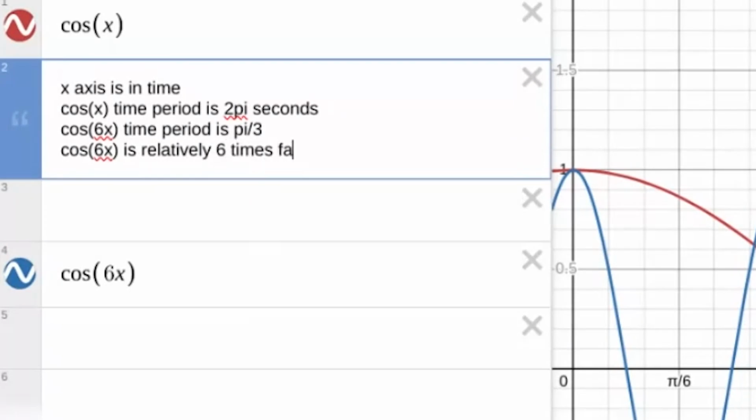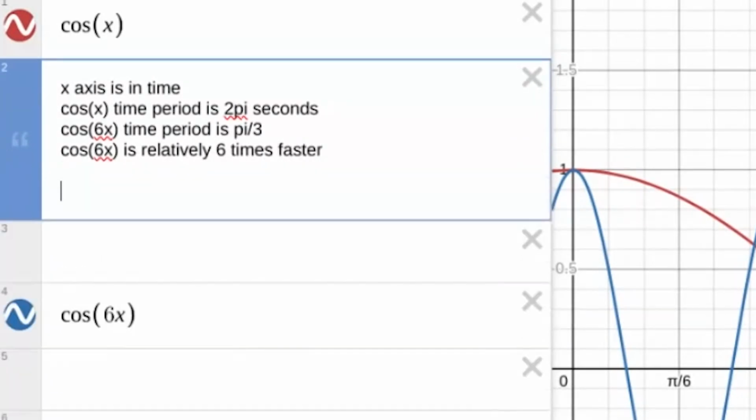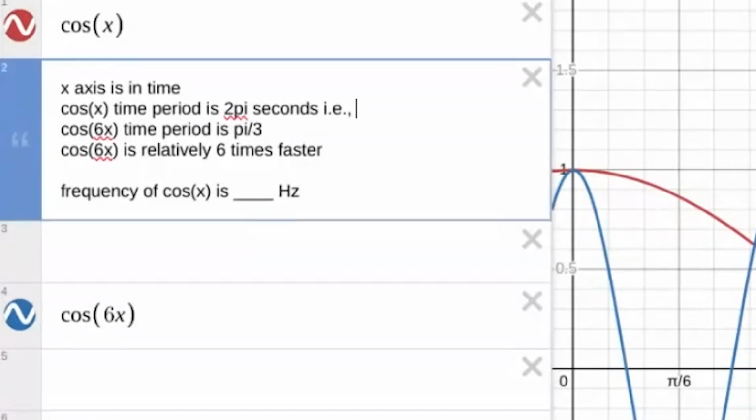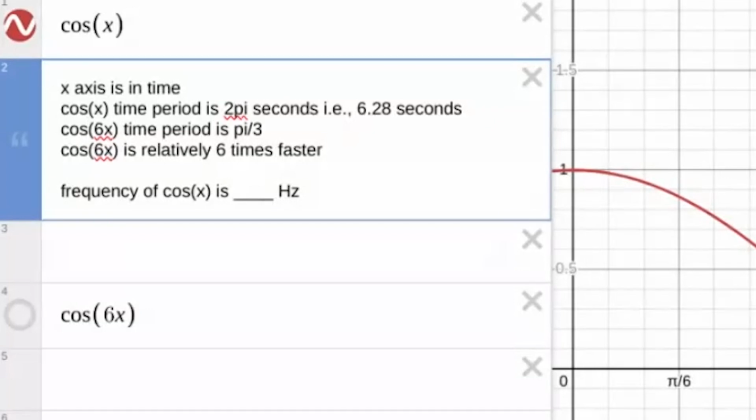Let me ask one more question and then I'll move. Frequency of cos x is dash hertz. Can someone just complete the dash so that we can move on? Time period I put, can you just calculate the frequency? That is, 2 pi is approximately 6.28 seconds. Can someone calculate the frequency of cos x? Time period, frequency, fairly simple. Janil says 0.159. That's what I also had. This is 0.15.